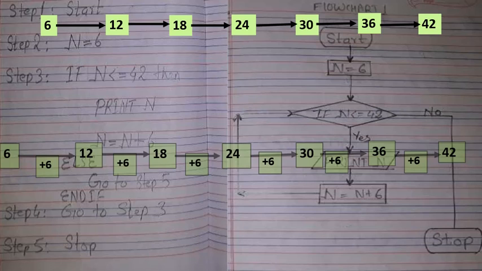It will come to step 4, we will go to step 3. Now it is 48. Is 48 less than or equal to 42? No. So it is false. So it will jump to the else statement.